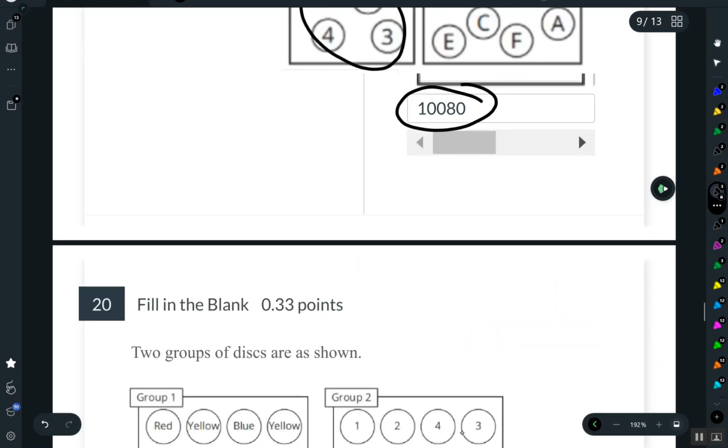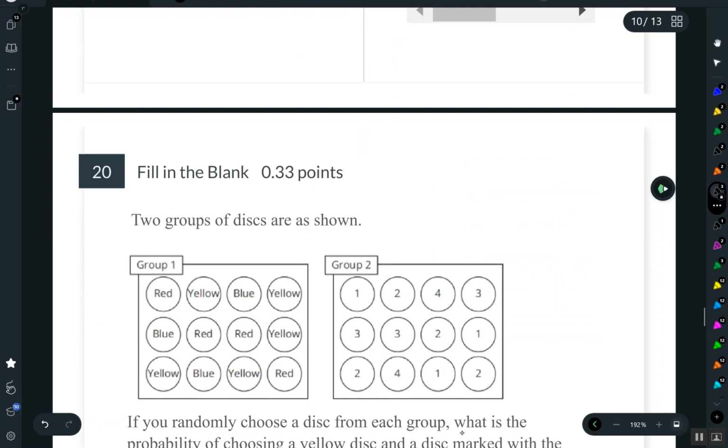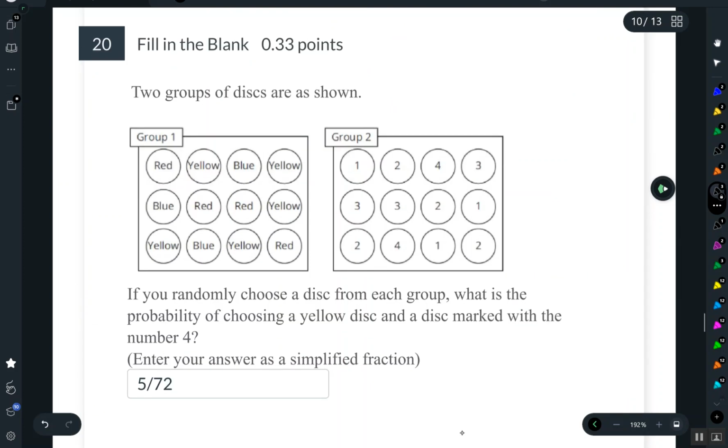Number 20, this is not from that same group of questions about the counting method. Now we're back into probability. It says 2 groups of discs are as shown. Okay, we got group 1 with colors and group 2 with numbers. If you randomly choose a disc from each group, what is the probability of choosing a yellow disc and a disc marked with a number 4?